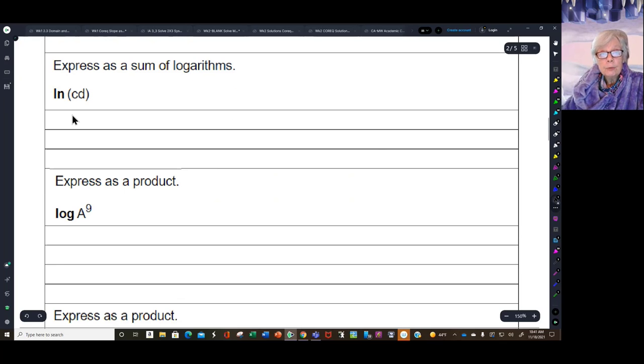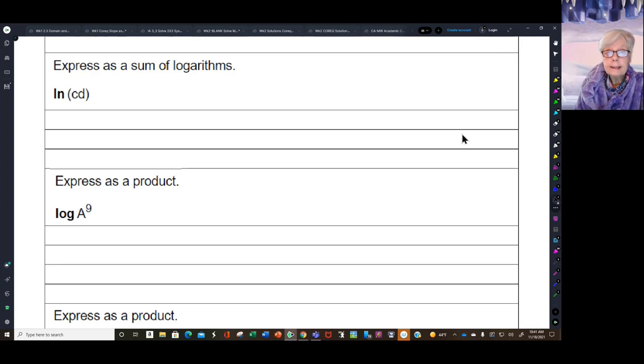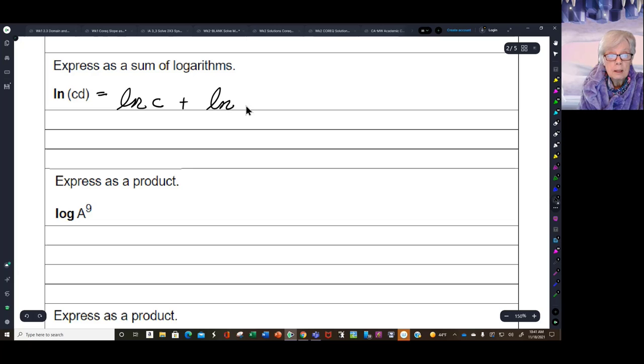Now an ln, remember, is just log base e. So lns have the same rules as logs because they're both logarithms. This will be the ln of c plus the ln of d. And that's your answer.